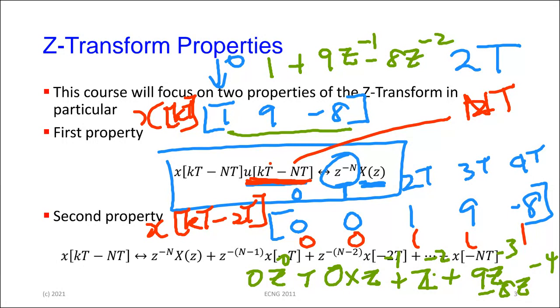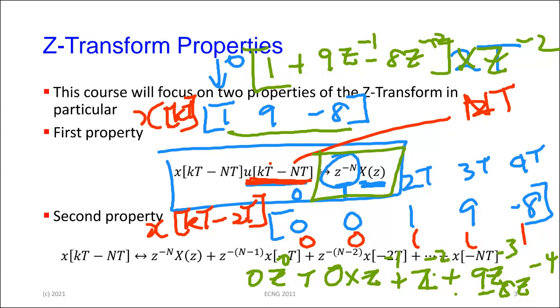Right. So notice the difference. This one is z to the minus 2 plus 9z to the power minus 3 minus 8z to the minus 4. The original one was 1 plus 9z to the minus 1 minus 8z to the minus 2. In other words, the new answer is the original multiplied by z to the minus 2, which is what this is actually saying.